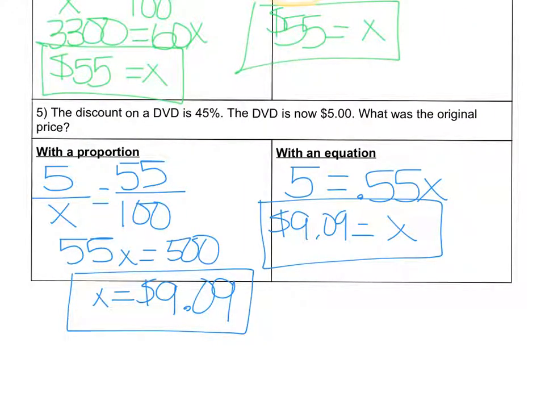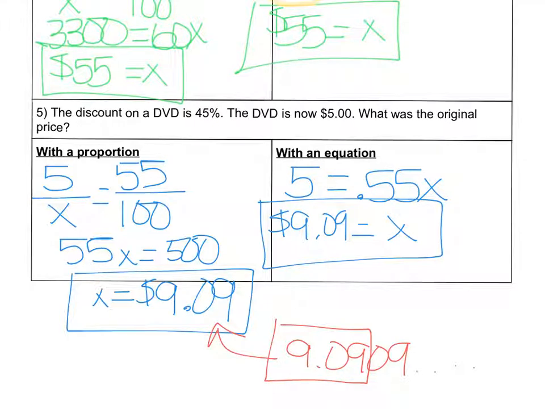Okay, so number 5, here's what I did. I set up the equation, and the thing that I want to make sure you guys know, I did round because I believe this is like 9.0909, and so on. So I went ahead and I rounded the number to the nearest penny because that is what you would do with money. The 0 makes the 9 stay the same, so it's $9.09.